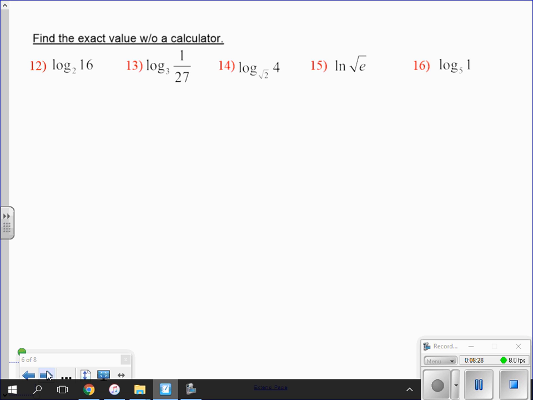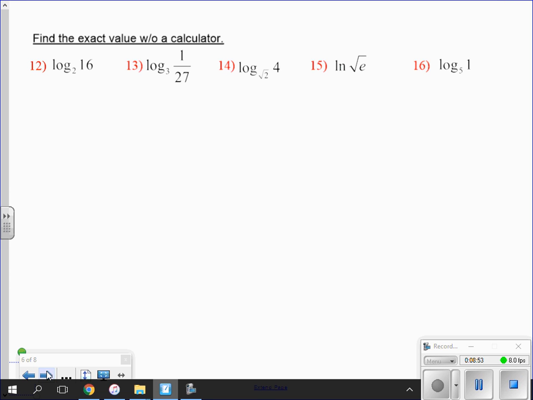Okay, find the exact value without a calculator. Here's the problem. You have no log base 2 on your calculator. You do not have a button that lets you take log base 2 on your calculator. There is no button that lets you do that. So you have to figure something else out.